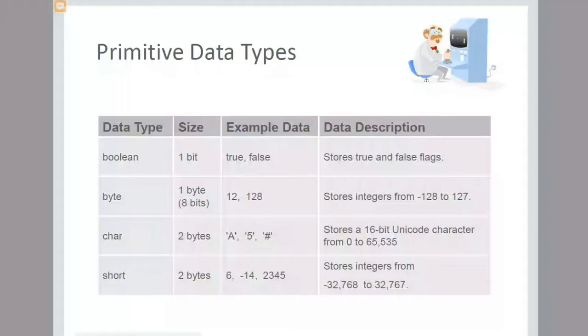If you define int x equals 100, int i equals 1 lakh, short s equals this value, byte b equals 100, char c. Whenever you are assigning some value to a variable along with its data type, it is known as a literal. In the previous class, I showed an example: write a program to read different types of data and print them.